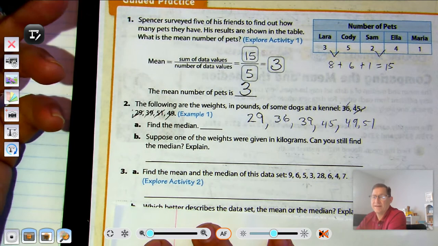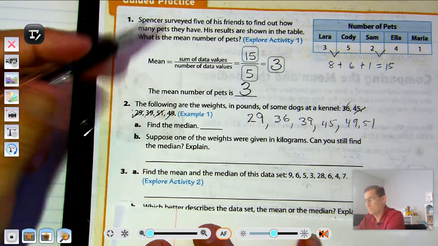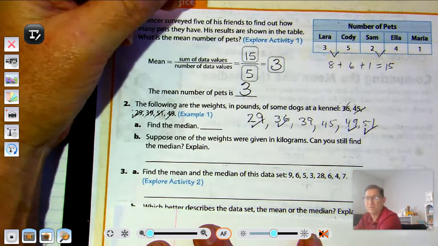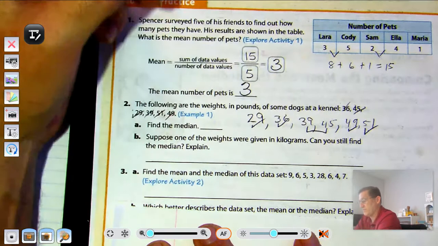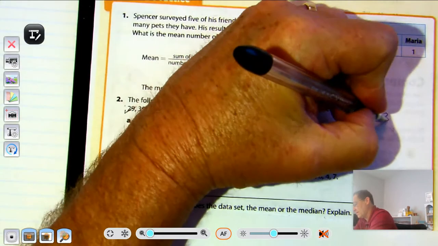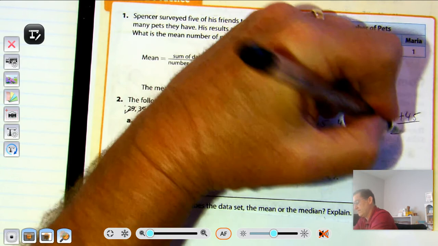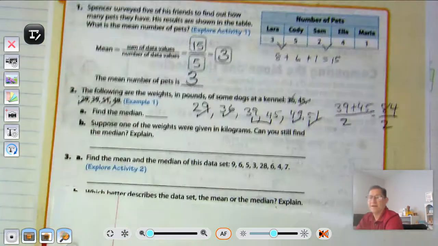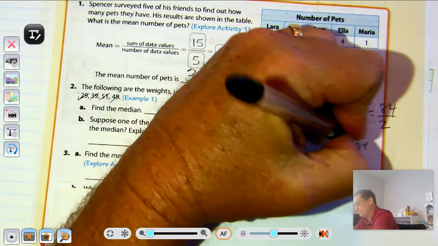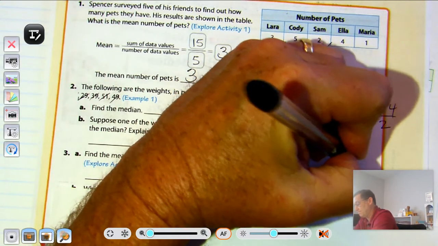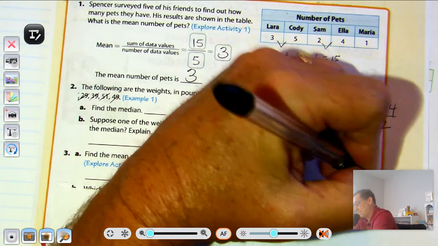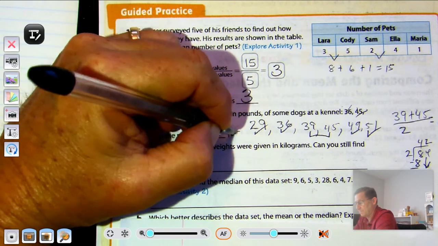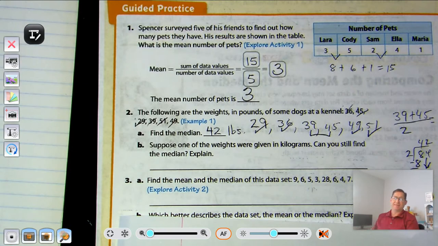Okay, so there's 6 pieces of data. That means I'm going to have 2 numbers in the middle. So I work my way towards the middle by crossing out the one from each end, and we're left with 39 and 45. So 39 plus 45 divided by 2. 84 divided by 2. 42. 42 pounds is the median.